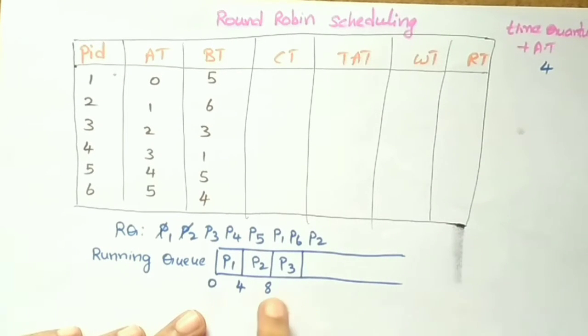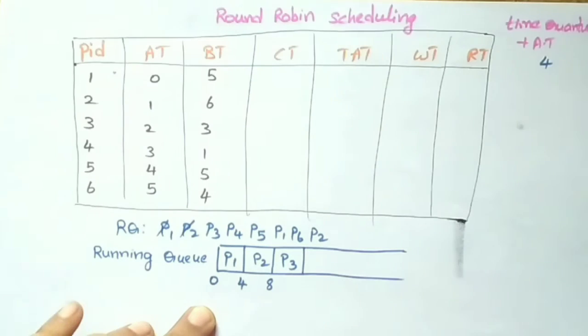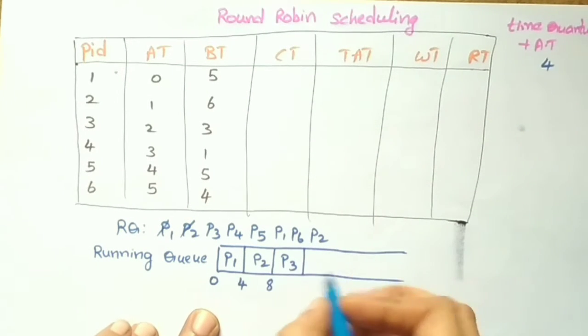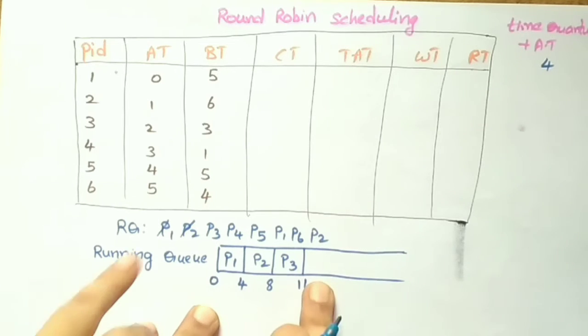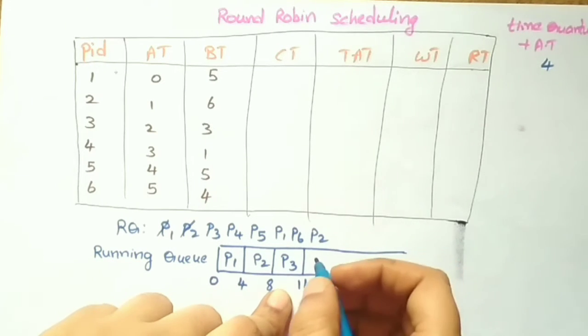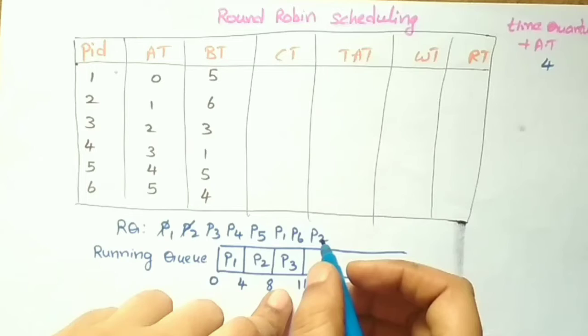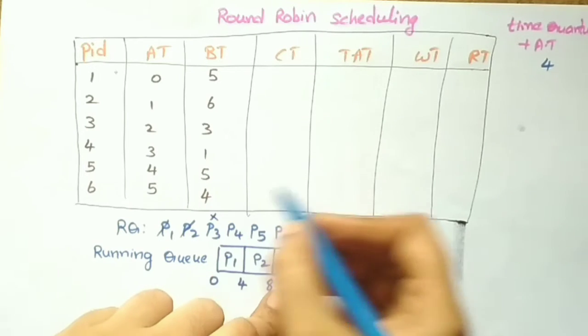The time quantum given here is 4. So no problem, we can execute the given process faster, right? 8 plus 3, 11. So next one, P3 is finished. It has completed the execution. Okay, so it is finished.